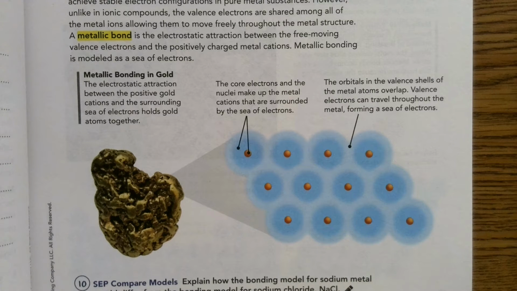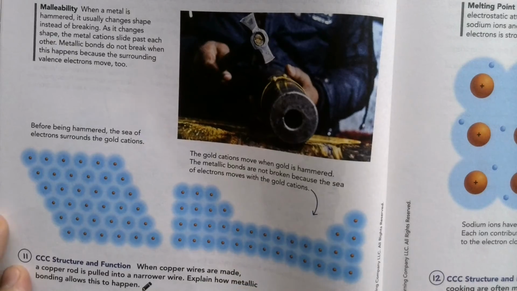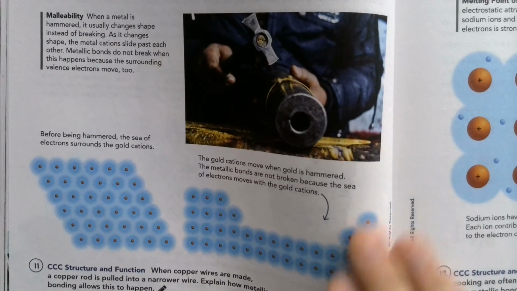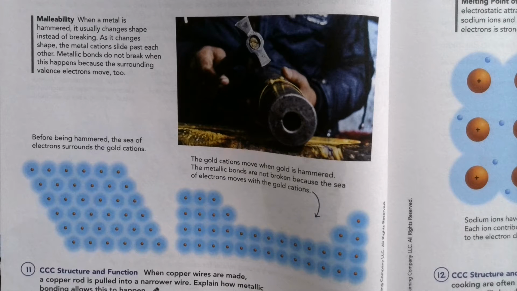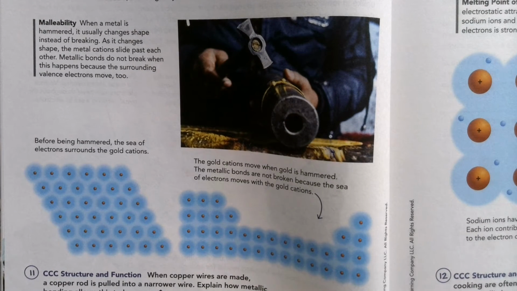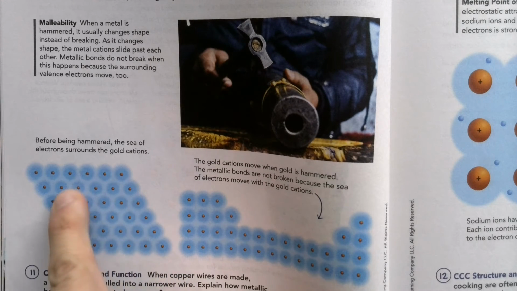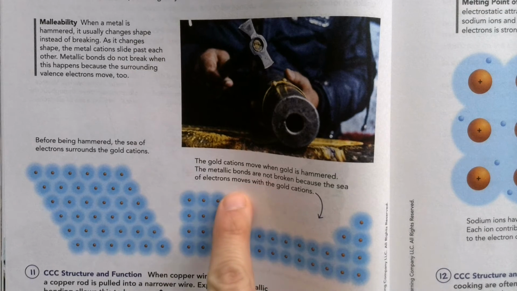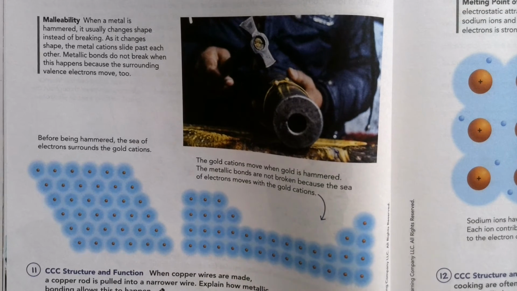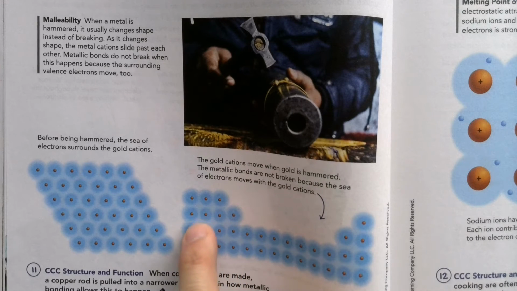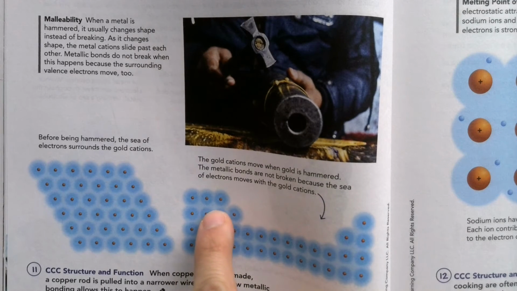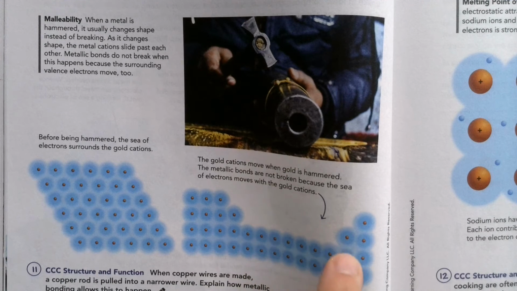Let's flip the page here. One of the properties of metals is its ability to be hammered into sheets. We call that malleability. Say we took this shape here and then we hammered an edge of it, it would freely move because there's nothing locking it in place. They're held together, but there's a lot of flexibility that occurs because electrons are not held in place.